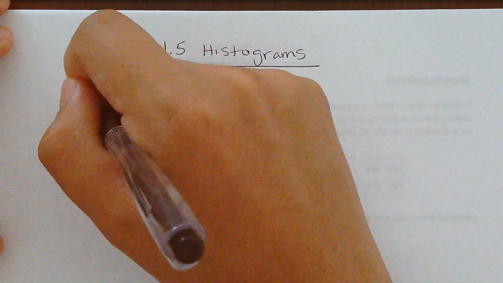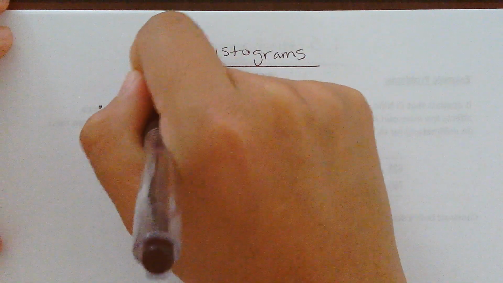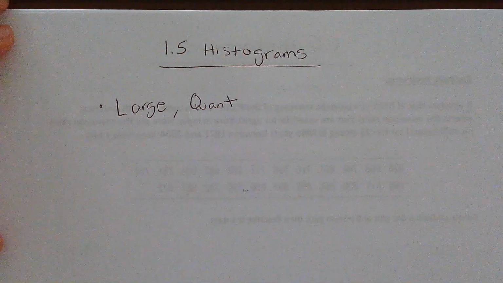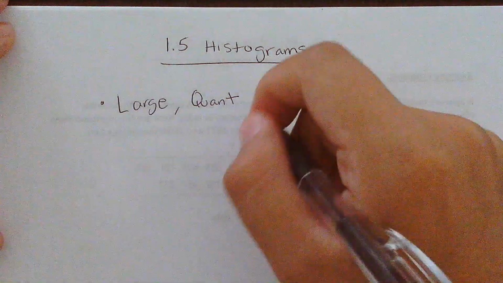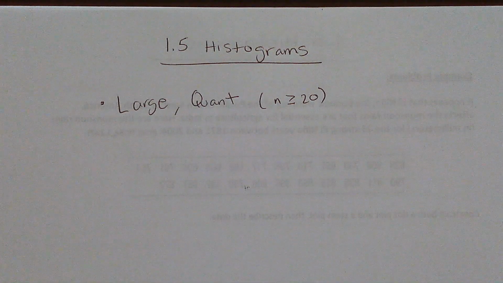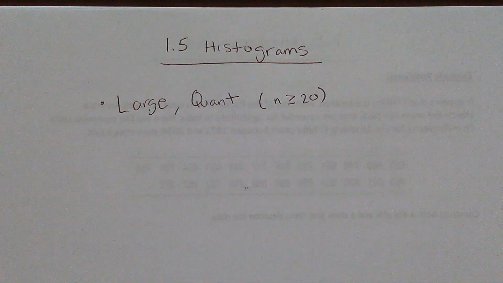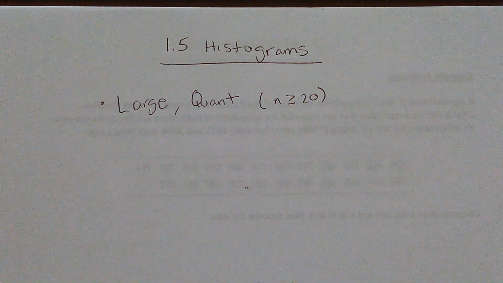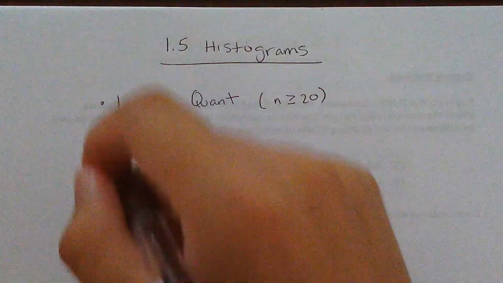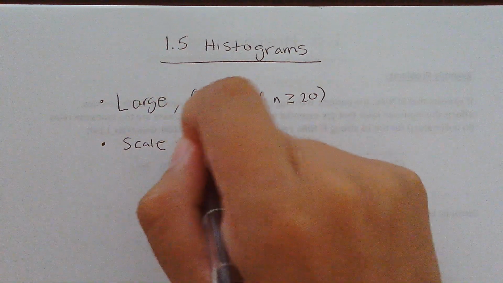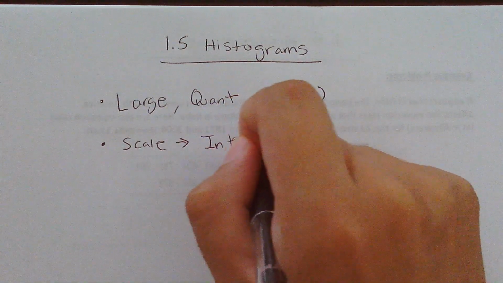So, for histograms, we're going to use this type of display for large data sets and, again, for quantitative variables. And when I say large, I really am thinking n is greater than or equal to 20. I think with less than 20, a stem plot and a dot plot is easy to navigate. Once you've got more than 20 observations, you have to start using intervals. And that brings us to our next thing, that the scale for histograms is done using intervals.